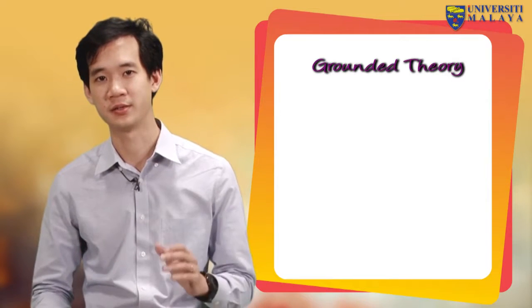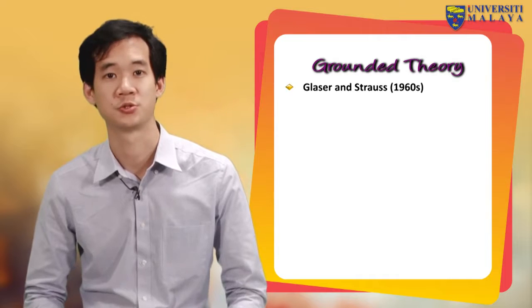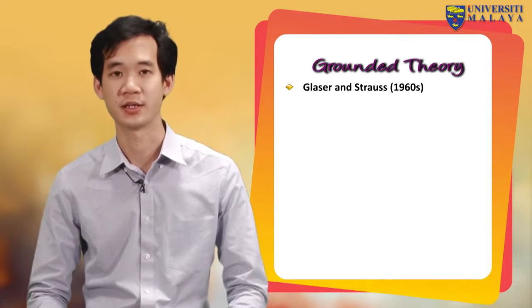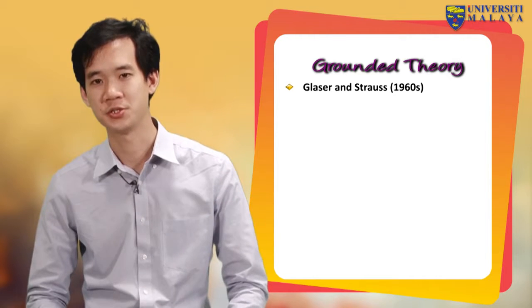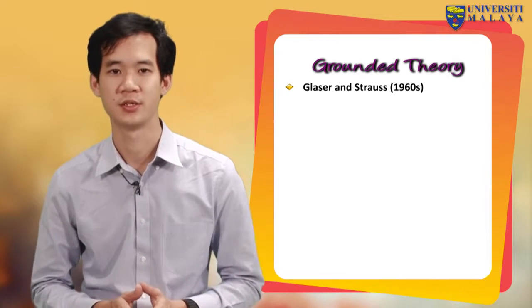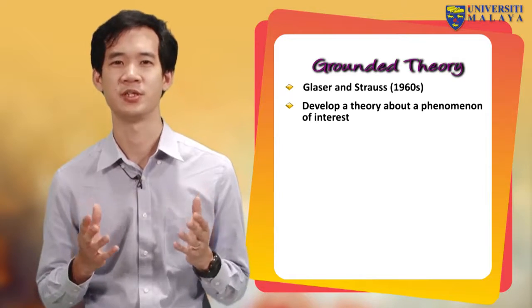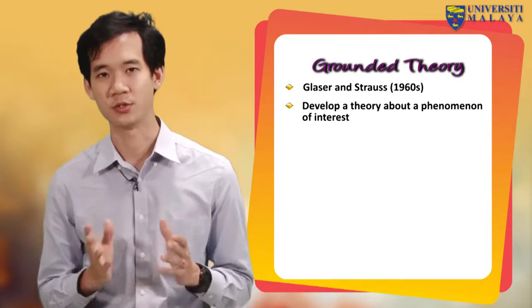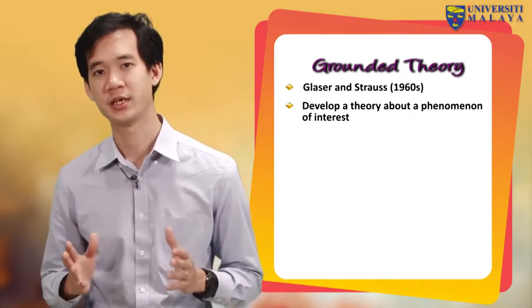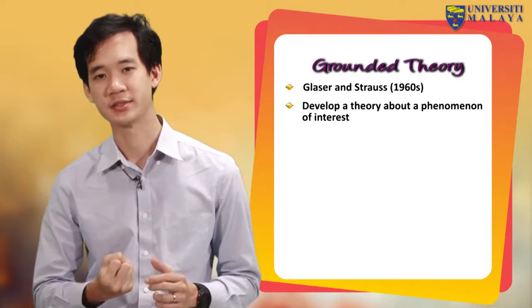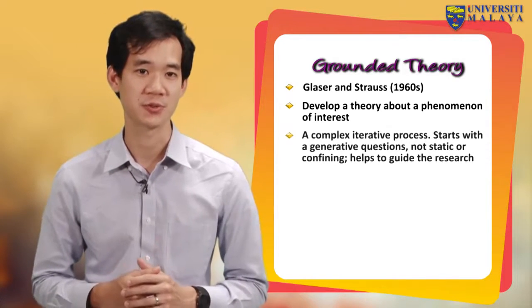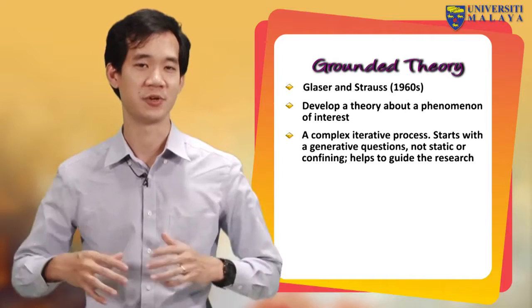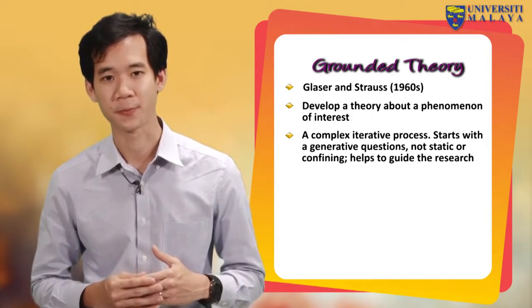The third type of research design is grounded theory. Grounded theory was developed by Glaser and Strauss, two sociologists working in the 1960s. The name grounded theory comes from the purpose of the design, which is to design a theory about an area of interest based as closely as possible to the real world, meaning to say that this theory has to be grounded in the data. To develop a theory from scratch, a complex and very iterative process is required.